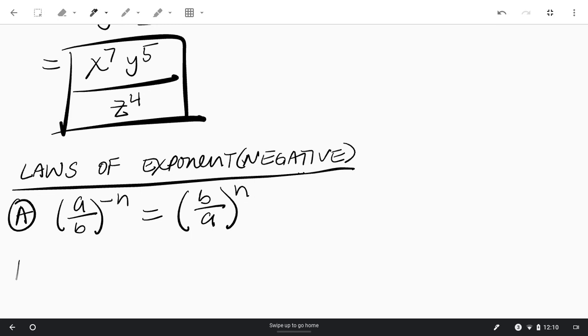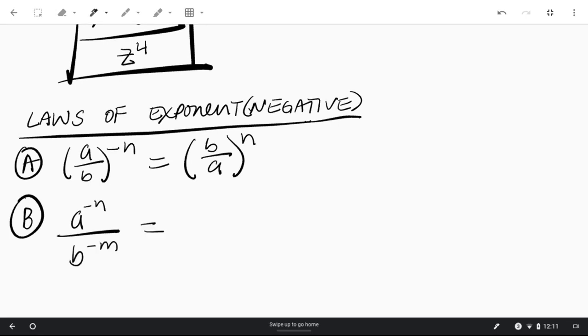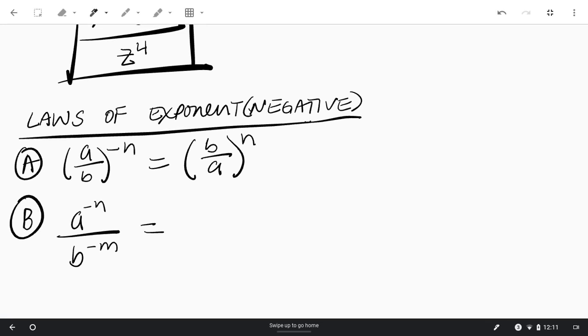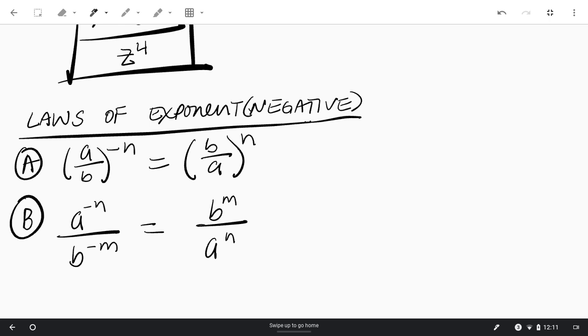And we looked at an example of letter B here. Letter B says if you have something like this, if they both have a negative exponent, then they essentially swap places and their exponents become positive.